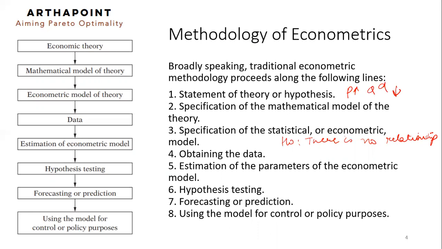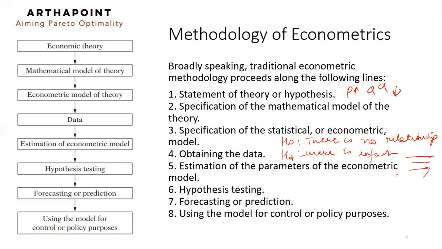So my null hypothesis is that there is no relationship between price and quantity demanded, and my alternative becomes that there is in fact a relationship. The relationship is negative or positive if I want to do a one tail test, or I am just saying that there exists some relationship if I want to do a two tail test.